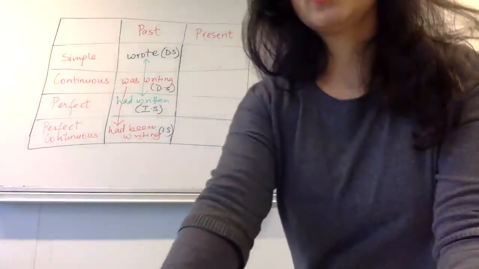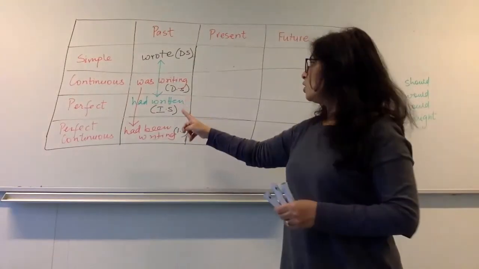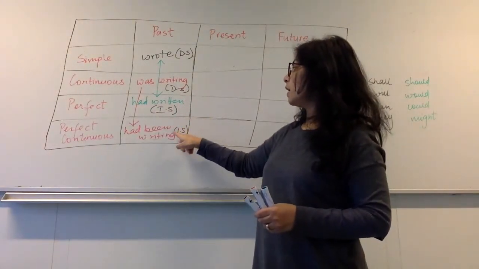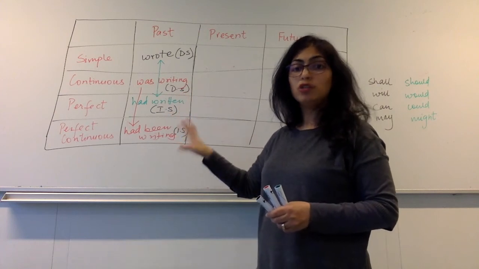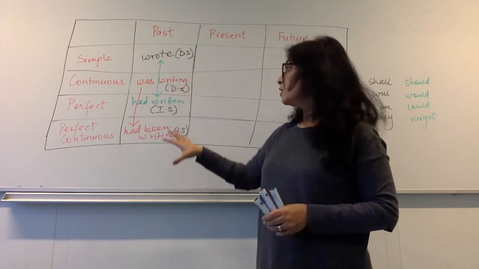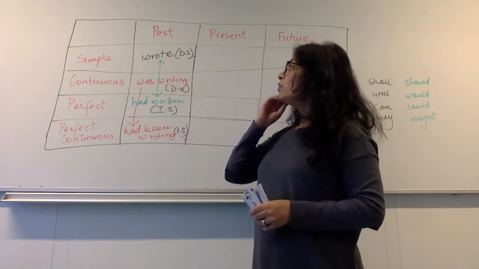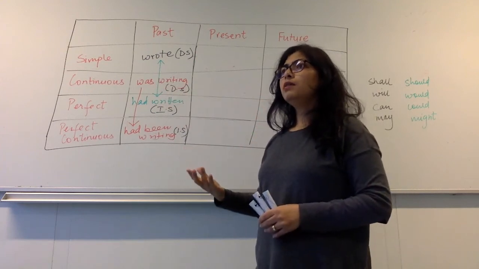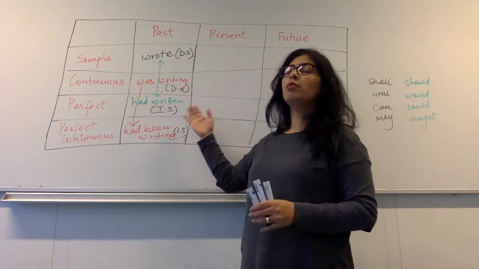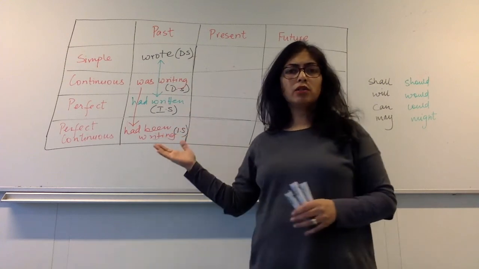Similarly, there's one more thing I had to tell you here. Supposing you have the perfect tenses in the direct speech. Okay, what happens then? Do they change? No, they remain the same. So if you had, I had written a letter, and now I have to tell somebody what you said, she said that she had written a letter. It will remain the same in the indirect speech as well.